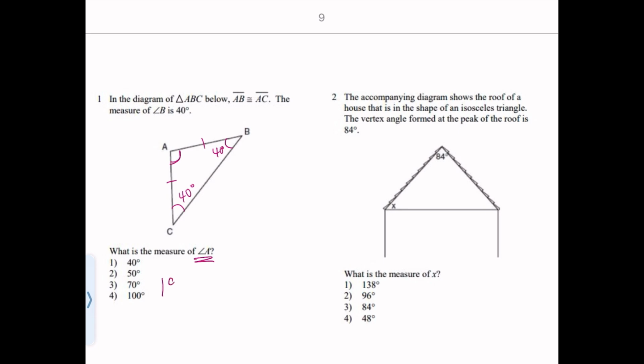And to do that, we're going to have to do 180, which is the total number of degrees in a triangle, minus 40, and then minus 40 again, which is equal to 100. So the answer is number 4.